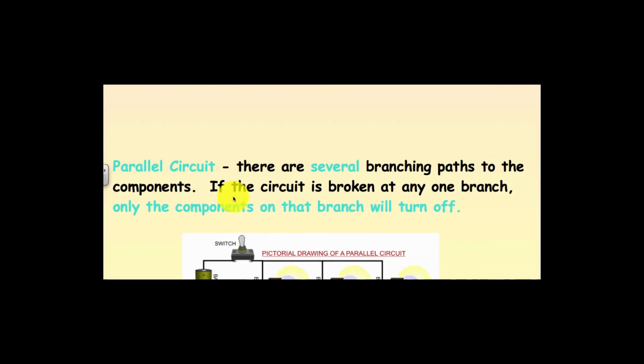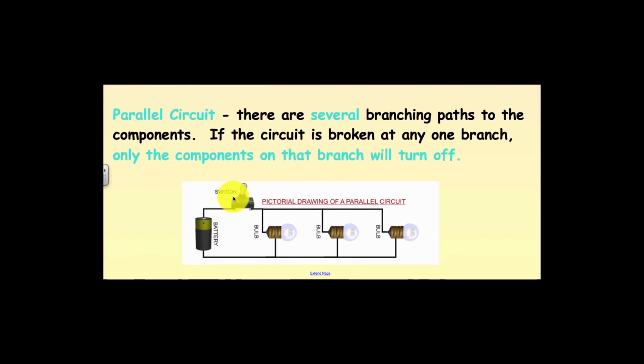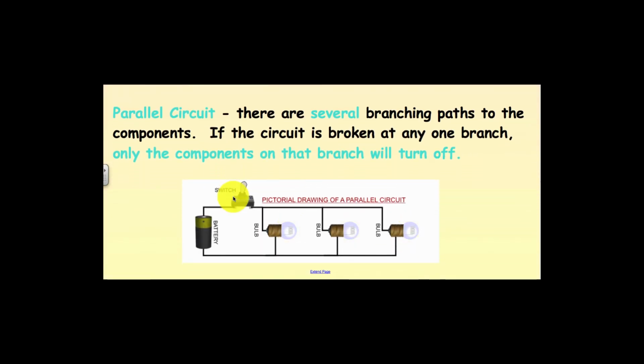The opposite of that is the parallel circuit. In a parallel circuit, there are several branching paths to the components. So if the circuit is broken at any one part, only the components on that part are going to turn off. This was Project 6. You could unplug the light, but the fan would still work. Or you could unplug the fan and the light would still work.